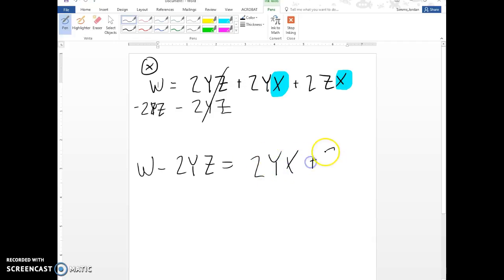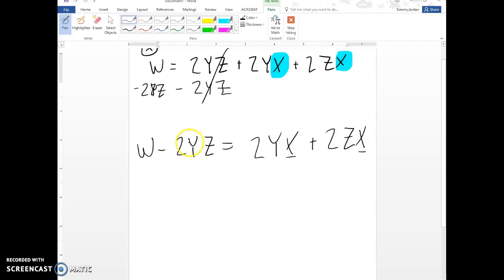2yx plus 2zx. Okay? Now, I have common x's here, and this is kind of an unfair question because we haven't really covered this yet, but I'll show it to you anyway. We have a common number here. x is common to both of these terms. 2 is as well, but I don't care about 2. I just care about x.